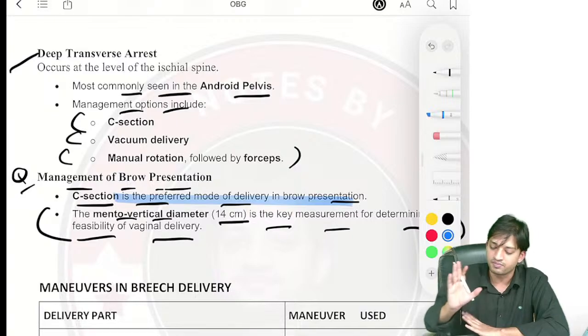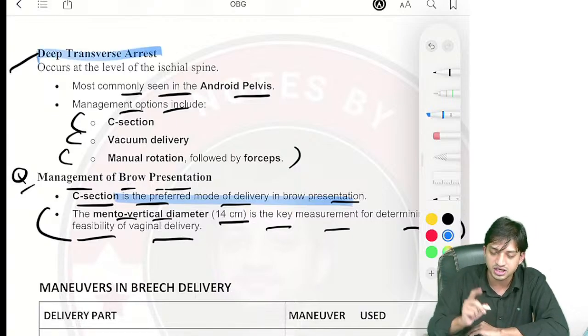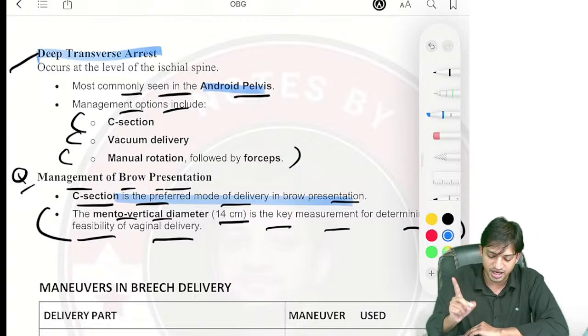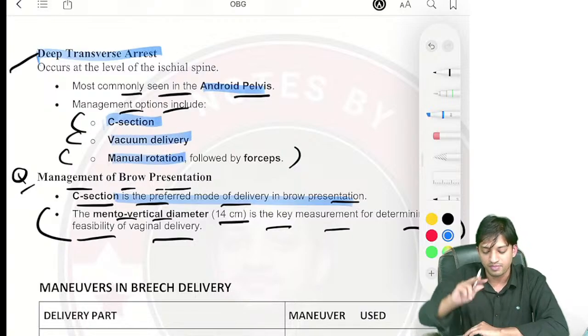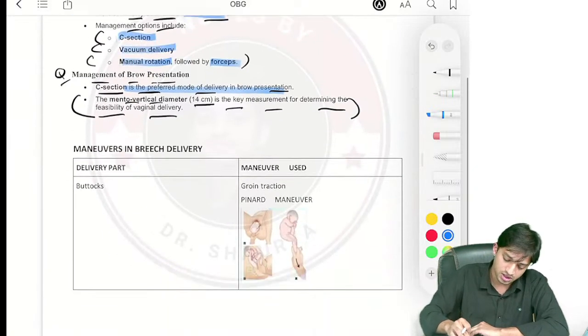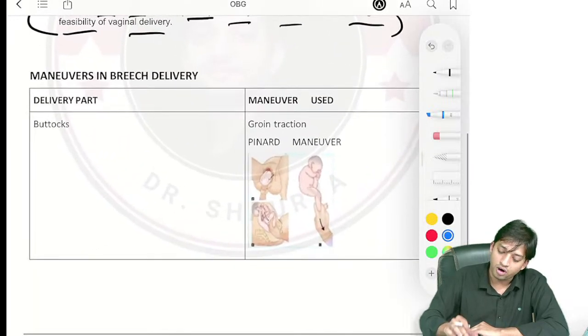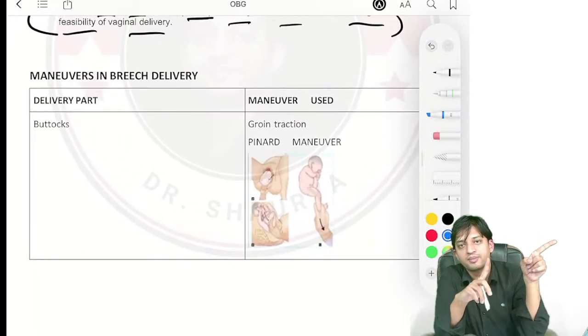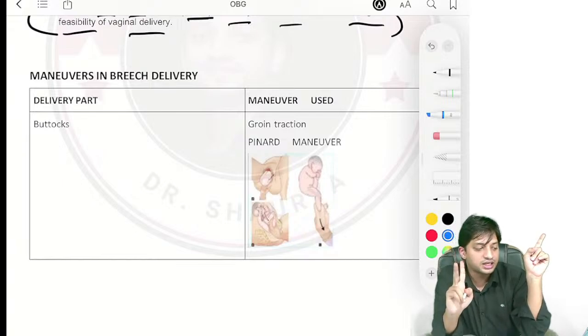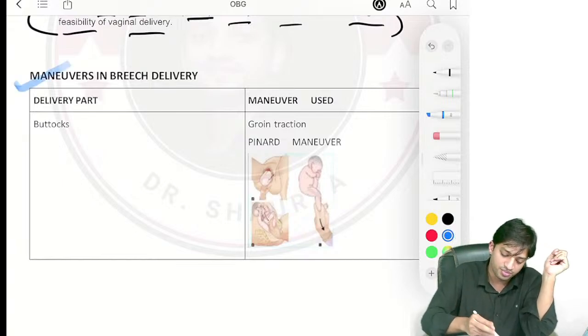Deep transverse arrest management: deep transverse arrest happens with android pelvis and management is C-section, vacuum delivery, manual rotation followed by forceps. Important question: once we discuss the management for shoulder dystocia, that was asked. Another important point that has been asked is the maneuvers in breech delivery.